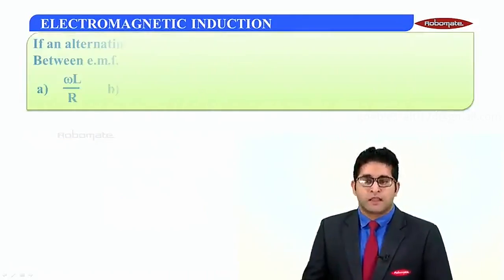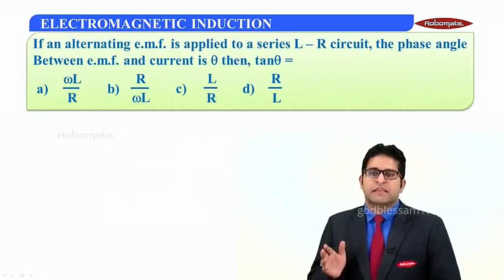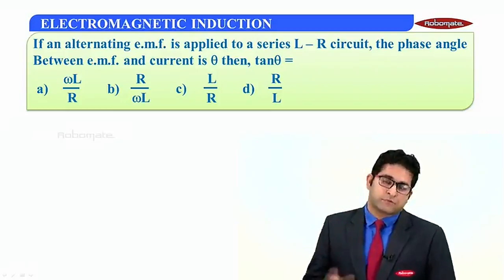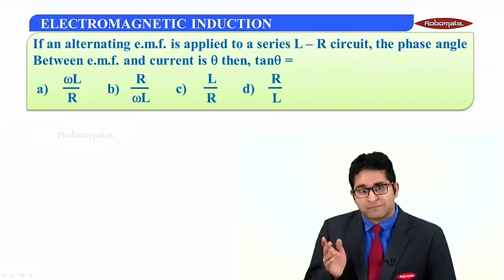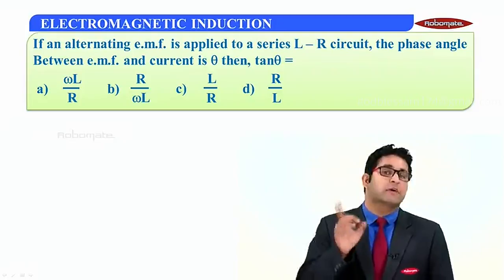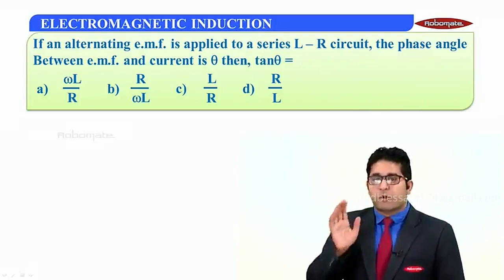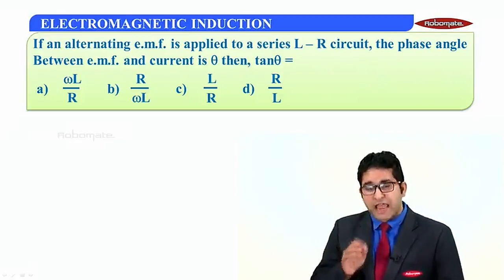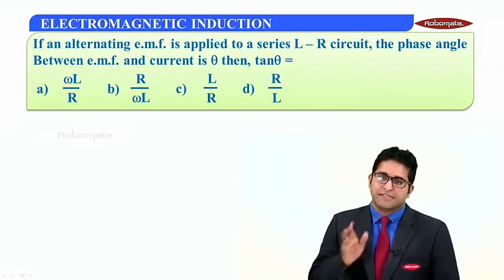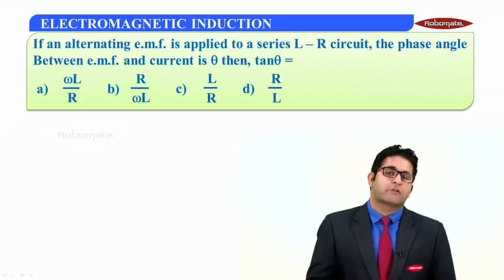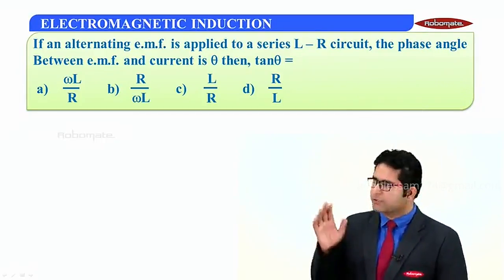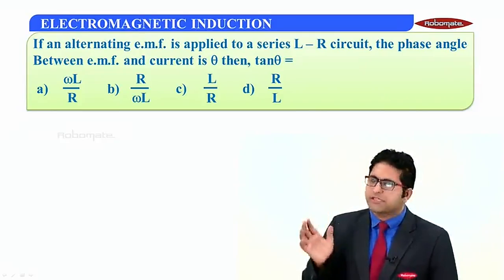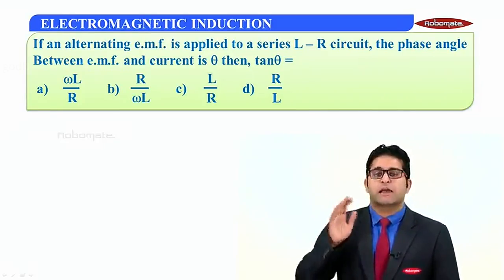Now let us move further. Let us start with the next MCQ. It says if an alternating EMF is applied to an LR circuit, so here the capacitor is missing. That means the value of XC will become 0. So if an alternating EMF is applied to a series LR circuit, the phase angle between EMF and current is theta. Then we are supposed to calculate the value of tan theta. And the options are option A omega L by R, option B R by omega L, option C L by R and option D is R by L.